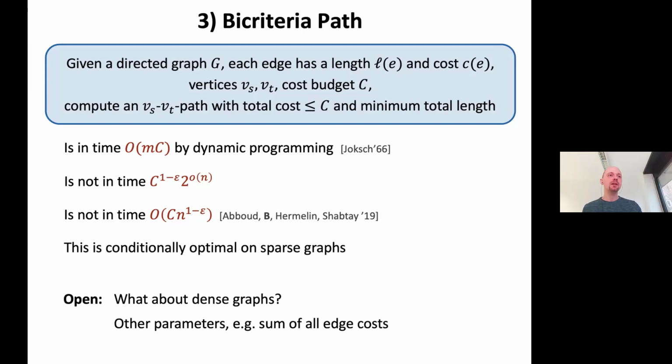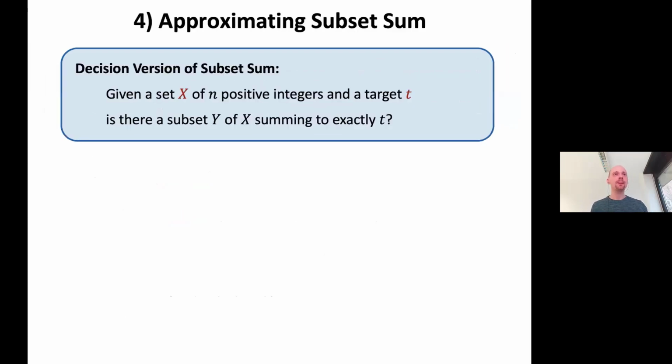It's also not well understood for other parameters. So for example, if you look at the sum of all edge costs as the parameter, we don't know what is the correct polynomial dependence on it. Good. I guess I should come to an end.